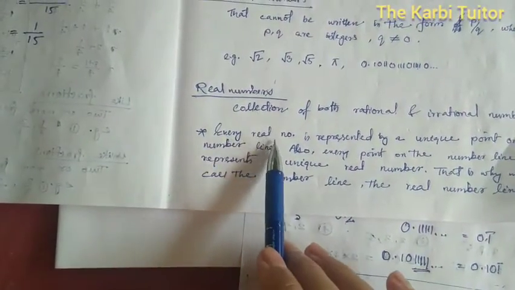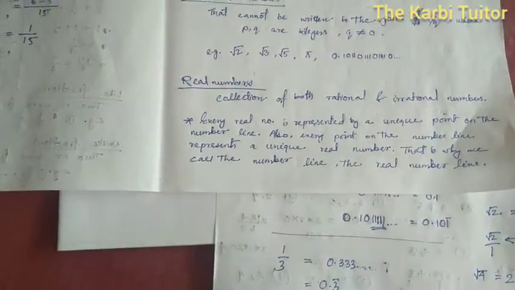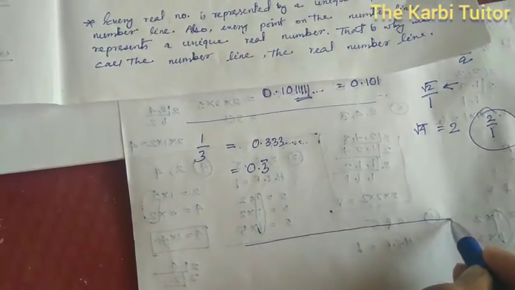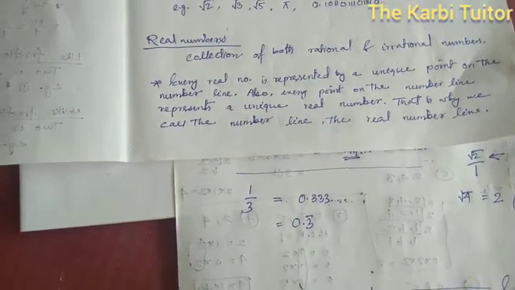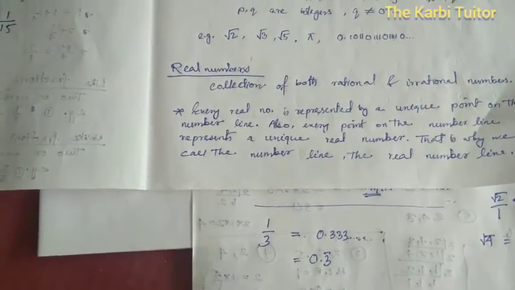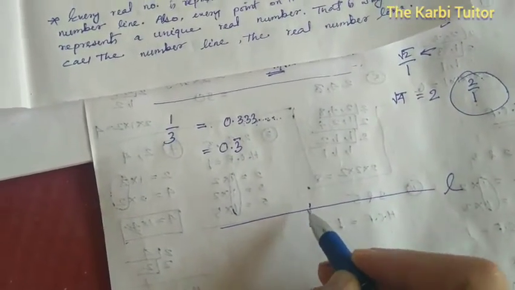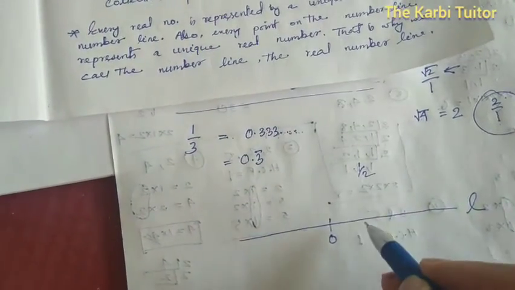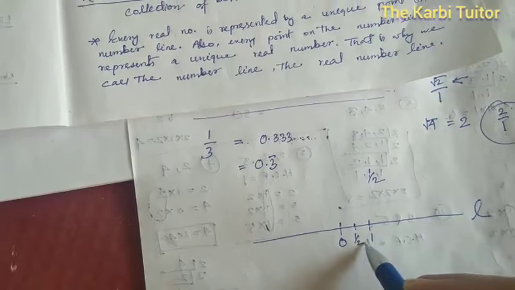That means every real number is represented by a unique point. If you consider a real number line, then any rational number can be represented on the number line. Suppose we consider a half: this will be 1, so half will lie here, 1 by 2.